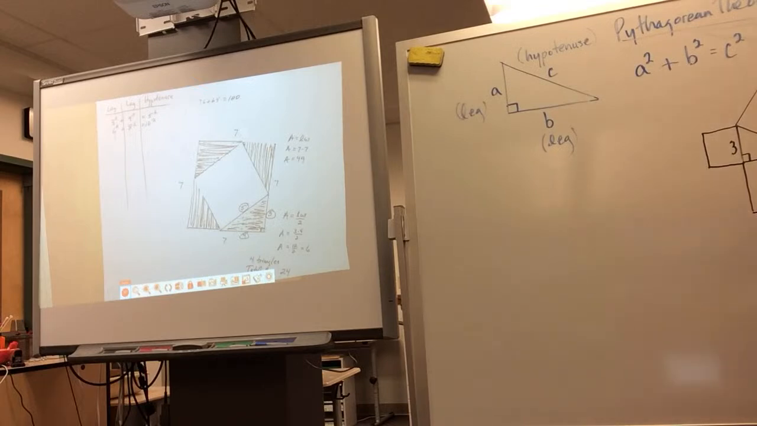Because if you have this square here, this is 4 squared, which is 16. And then you have here 3 squared, which is 9. And then this is going to be 5 squared, which is 25. It's another way to witness this.